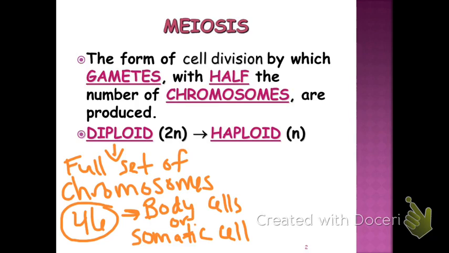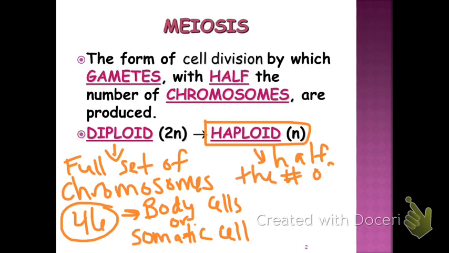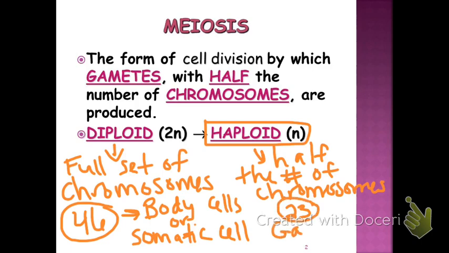Now, a haploid cell, on the other hand, has half the number of chromosomes. So what is half of 46? Well, it's 23. So these cells are going to have 23 chromosomes. Okay, so our haploid cells are going to be our gametes, or our sperm and egg cells. Okay, they're going to have half the number of chromosomes, and we'll find out why that's important in just a little bit.